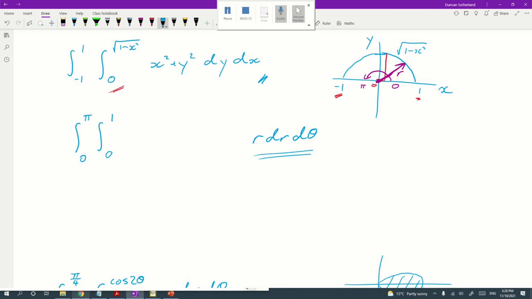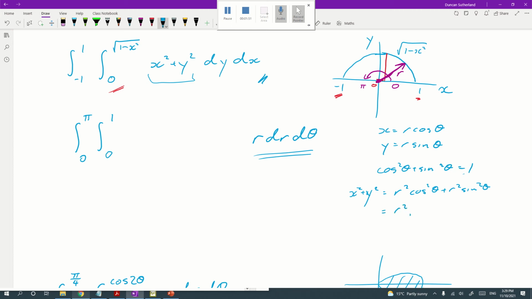We then have to convert x and y, the integrand, and we recall that x equals r cos theta, y equals r sine theta, and the trig identity cos squared plus sine squared of any number equals 1. So x squared plus y squared equals r squared cos squared theta plus r squared sine squared theta. Obviously, we can apply this trig identity, and we're just going to get r squared, which is what we expect from trigonometry anyway.